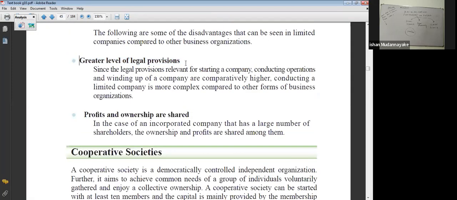First disadvantage: greater level of legal provisions. Since the legal provisions relevant for starting a company, conducting operations, and winding up of a company are comparatively higher, conducting a limited company is more complex compared to other forms of business organizations. It means that for an incorporated company, the Companies Act number 7 of 2007 will influence directly.